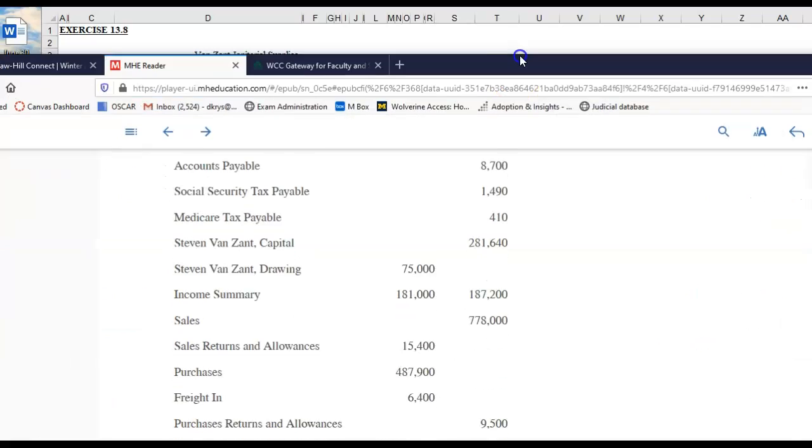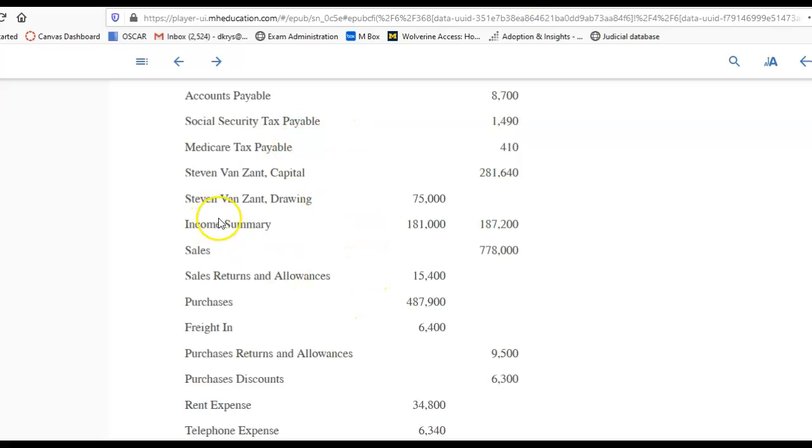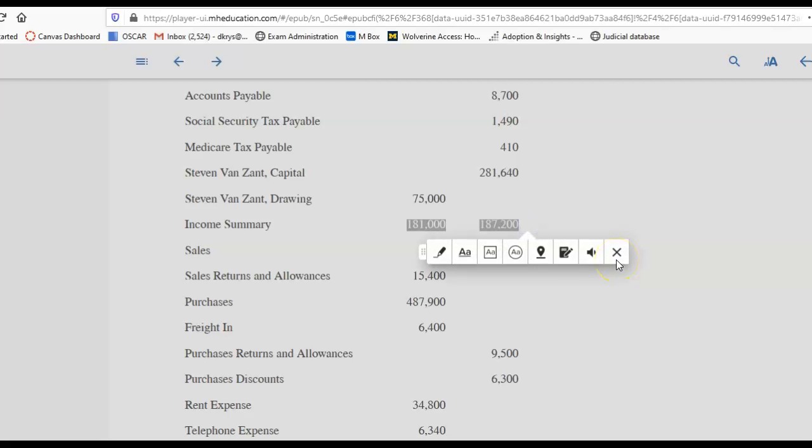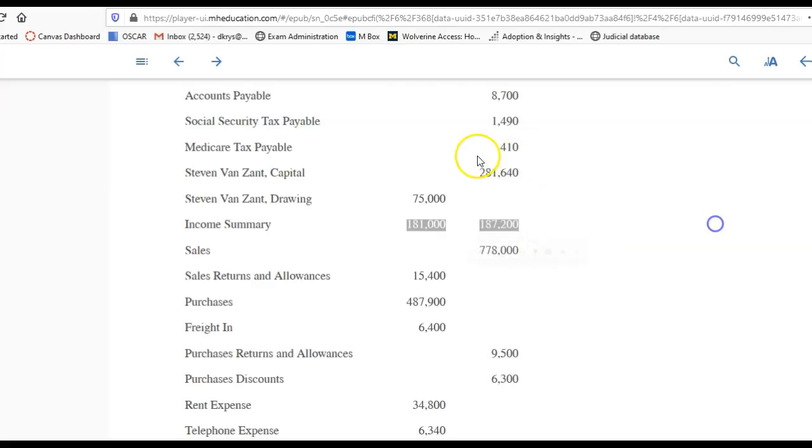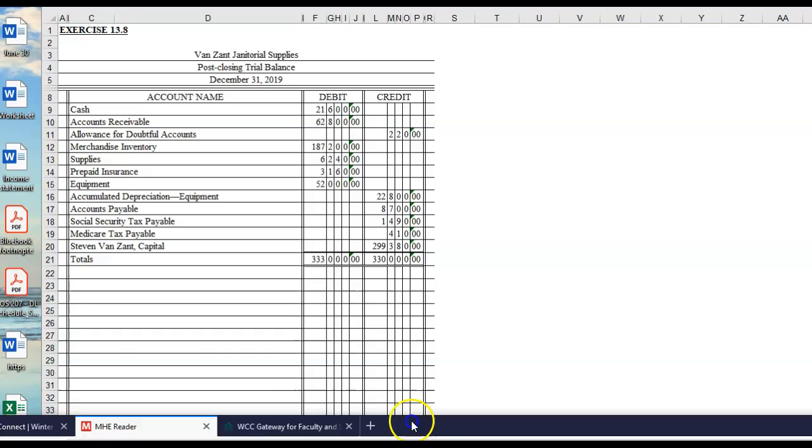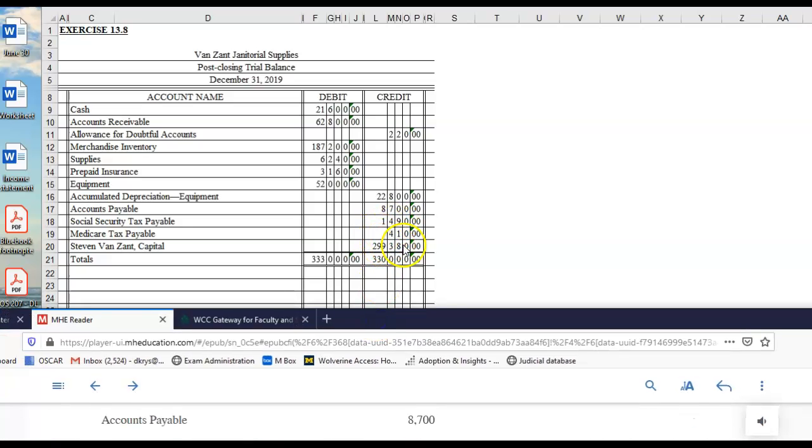Instead, it's $299,380. And why it's that amount is because of this. Because the difference between the debit and credit of the income summary account, if you subtract the debit and the credit of the income summary account, you'll get $17,740, and that's your net income. So you're going to take that $17,740 and you're going to add it to the $281,640, and that is how you're going to grab the $299,380. So that's the difficult part of this post-closing trial balance, and that's how you would do that.